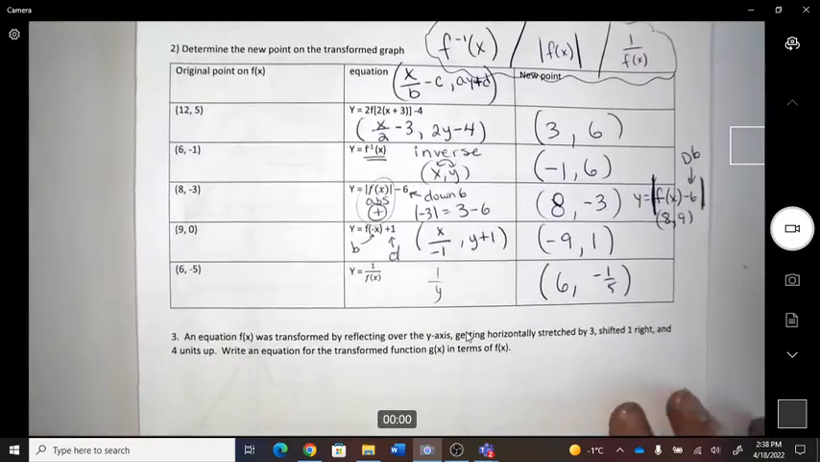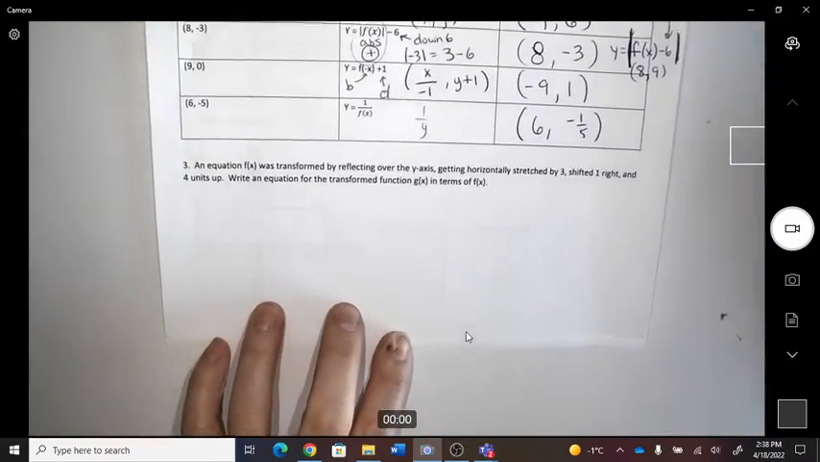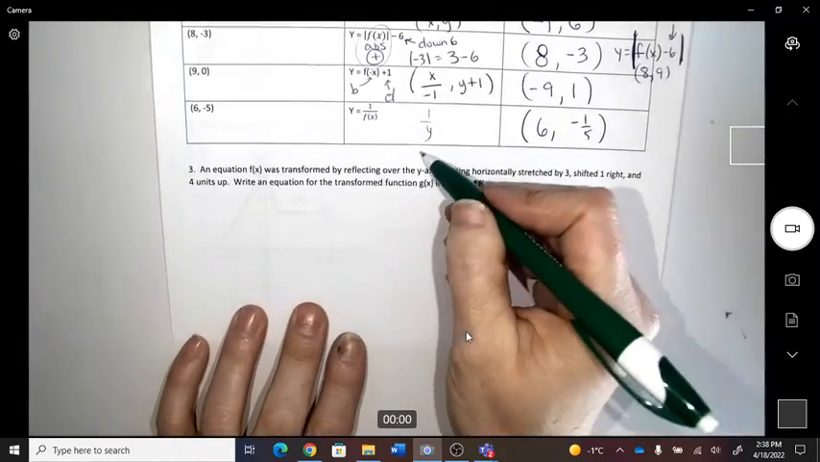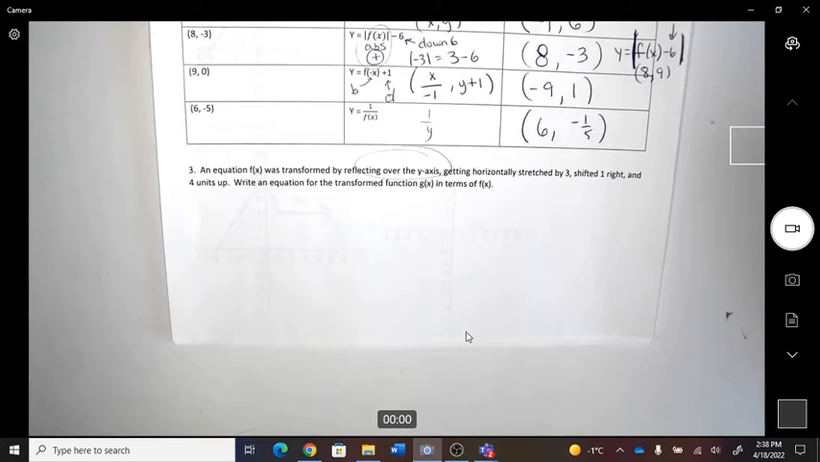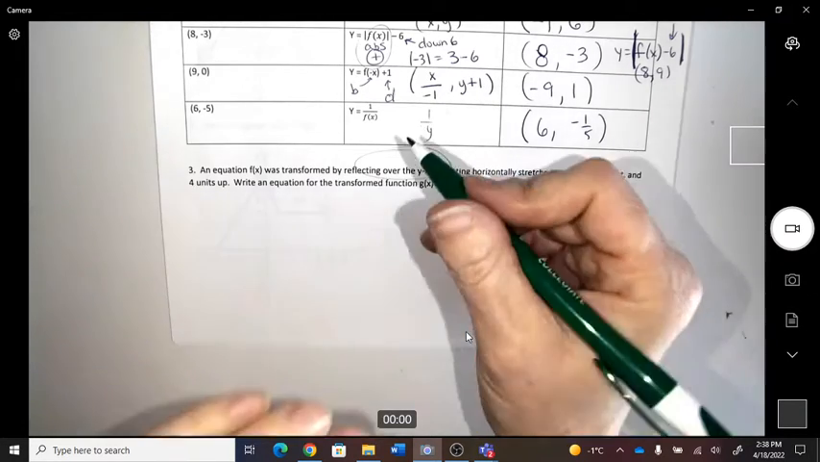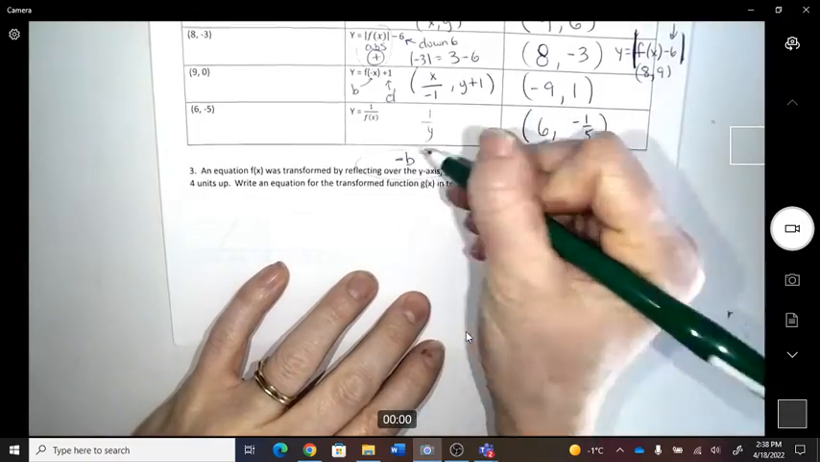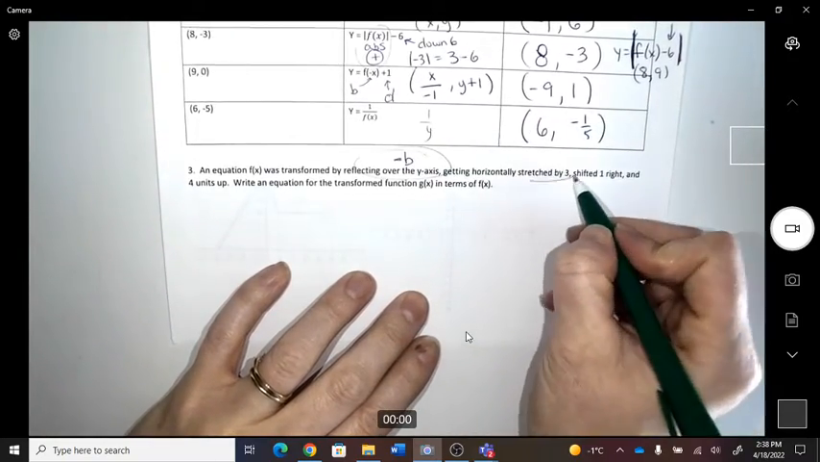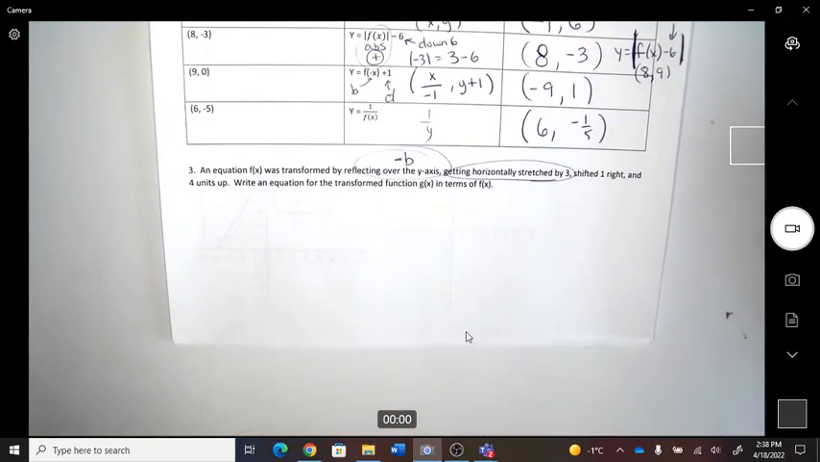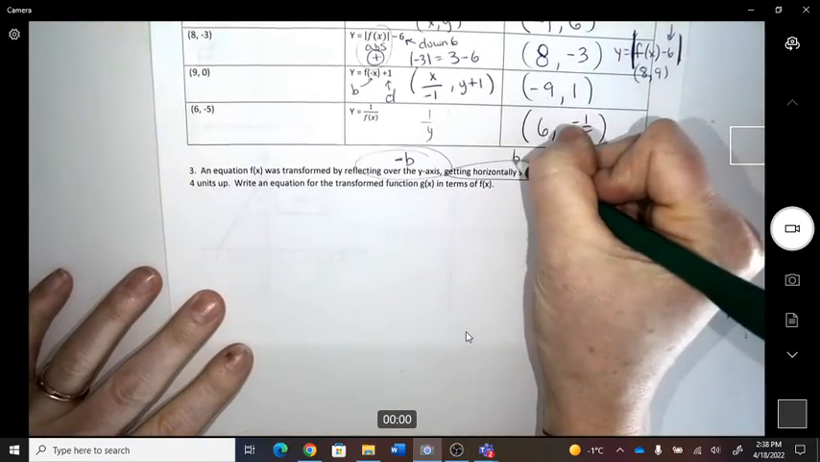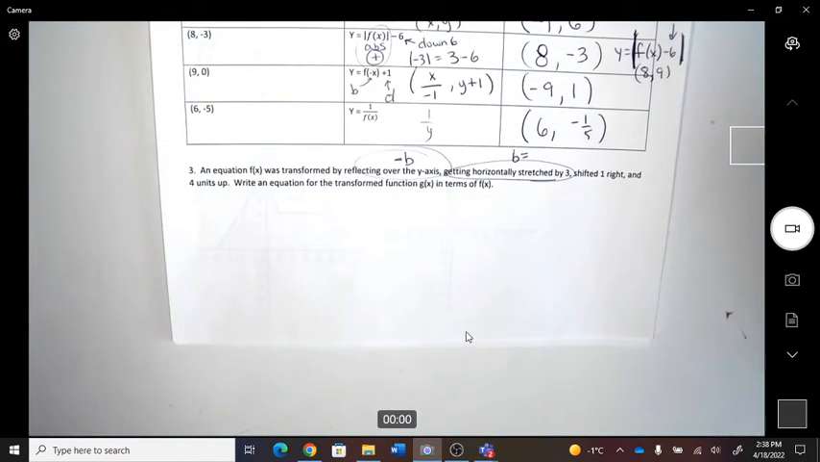Okay, number 3. An equation was transformed by reflecting over the y-axis. So what do I need for that? A negative A or the B? A negative B. It gets horizontally stretched by 3. So what do you know about the B number? Be careful here. 1/3. Yeah.